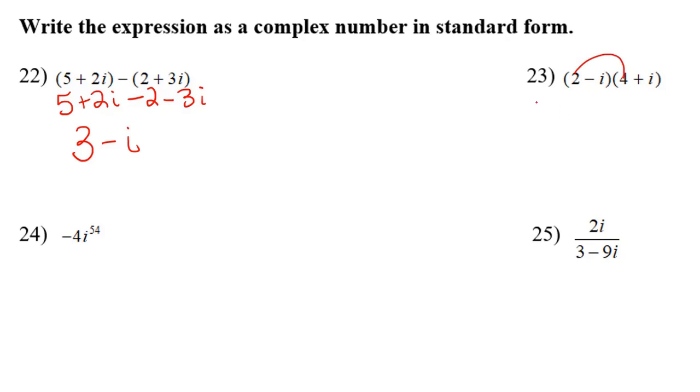So I'm going to do 2 times 4, that's 8. 2 times i, that's 2i. Negative i times 4 is negative 4i. And negative i times a positive i is negative i squared.